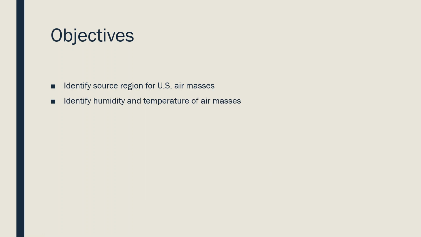So the objectives for today's lab are we're going to identify the source region for US air masses. And so we'll talk in the first part about what air masses are, but basically we're looking at these kind of giant blobs of air that originate in certain places and affect the weather in the US. We're going to identify the humidity and the temperature of those air masses. And then we're going to identify the location of warm and cold fronts in cyclones.